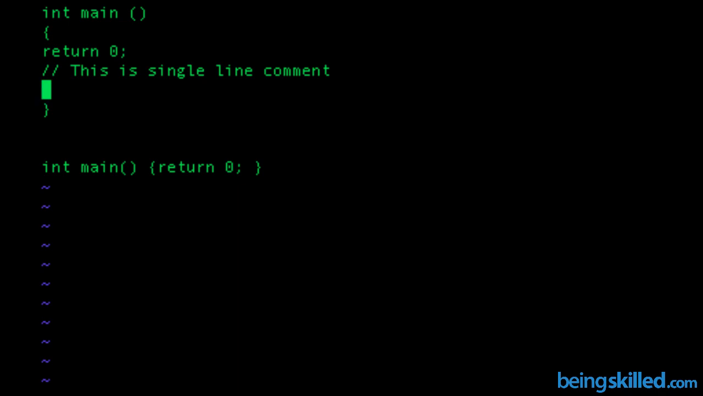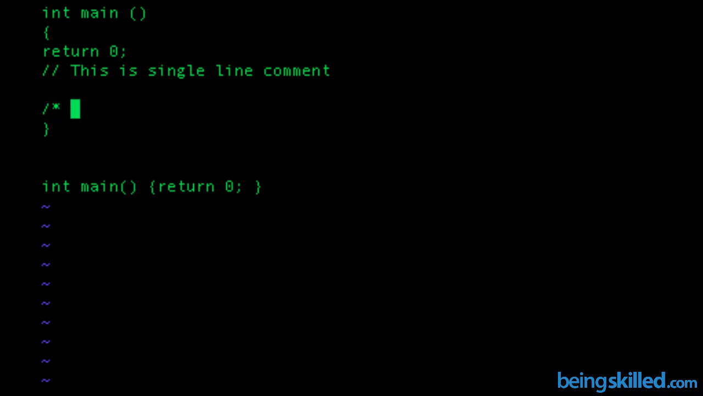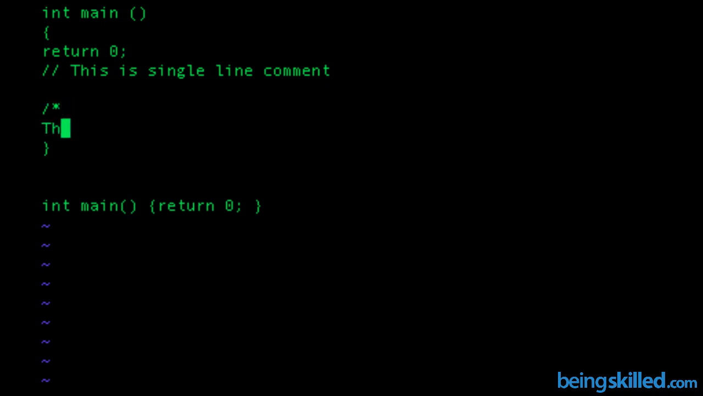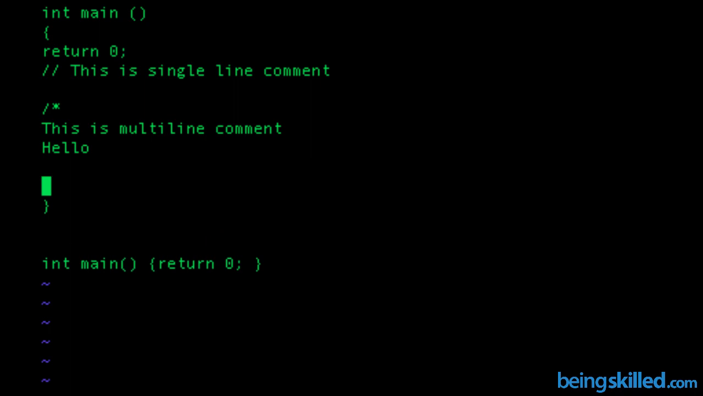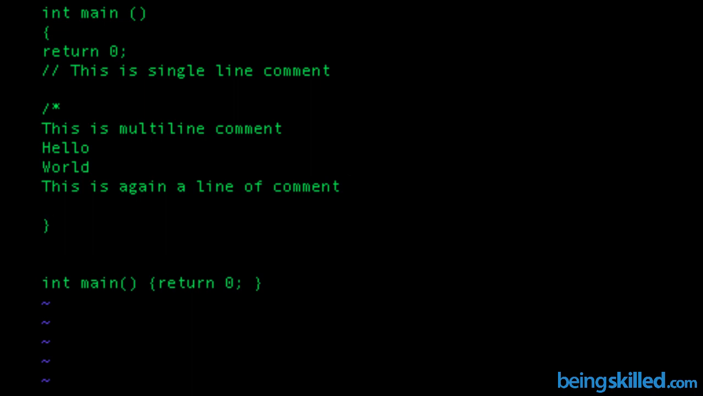So now we will type the multiple line comment. You just use a forward slash once and then an asterisk and then press enter, and then you can keep on typing, this is a multi-line comment, hello, something which is relevant to the comment. And close it by using an asterisk and then a forward slash.